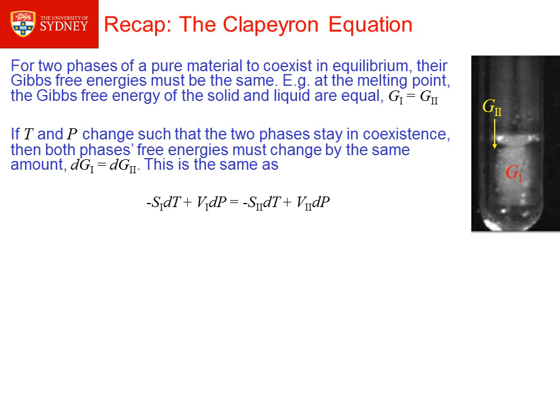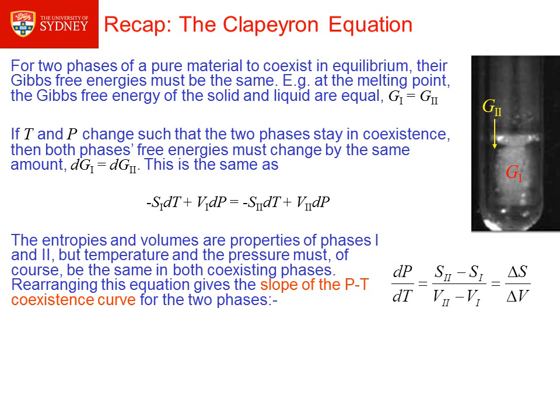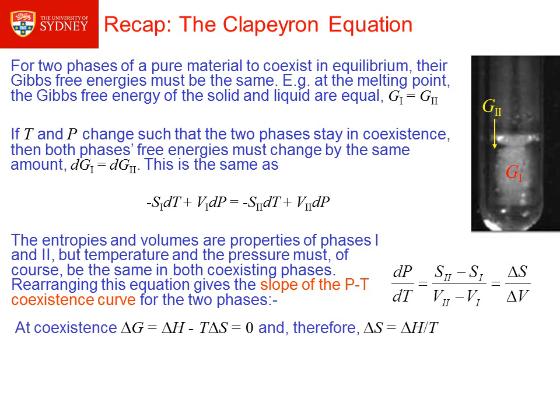This is the same as writing minus S1 dT plus V1 dP equals minus S2 dT plus V2 dP. The entropies and volumes are properties of phases 1 and 2 respectively, but temperature and pressure must of course be the same in both coexisting phases. If we rearrange this equation, we can obtain an expression for the slope of the PT coexistence curve for two phases, dP/dT, and that's given by the entropy difference between phases 2 and 1 divided by the volume difference between phases 2 and 1.